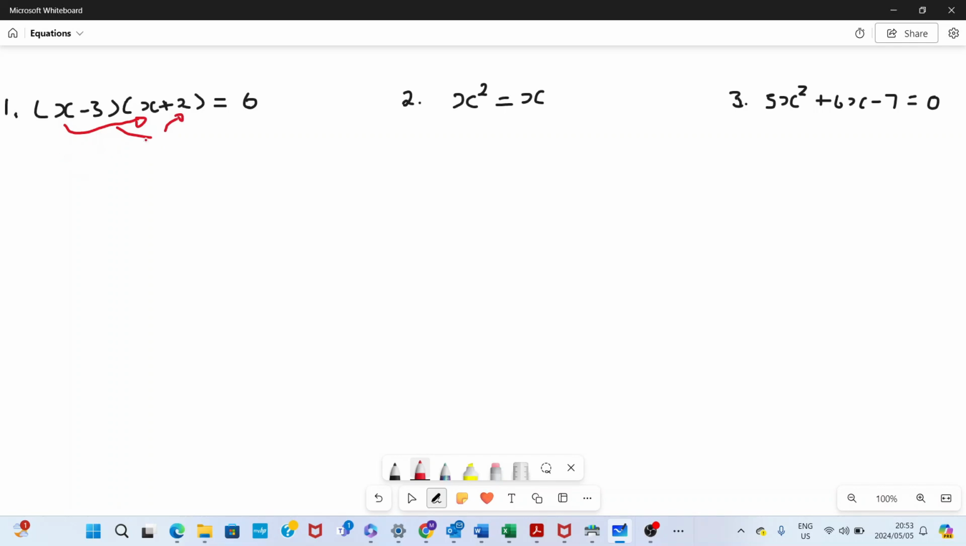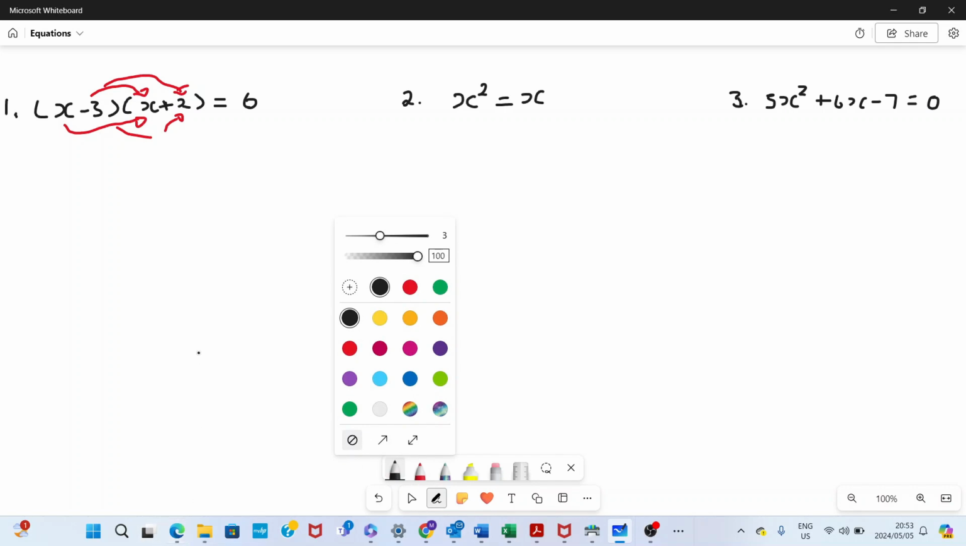And then for the next thing we'll have to do is to multiply this minus 3 by this x, and also the same minus 3 by this positive 2. So let's do that. Let's go for it. Let's see how it goes. I use my black pen again.